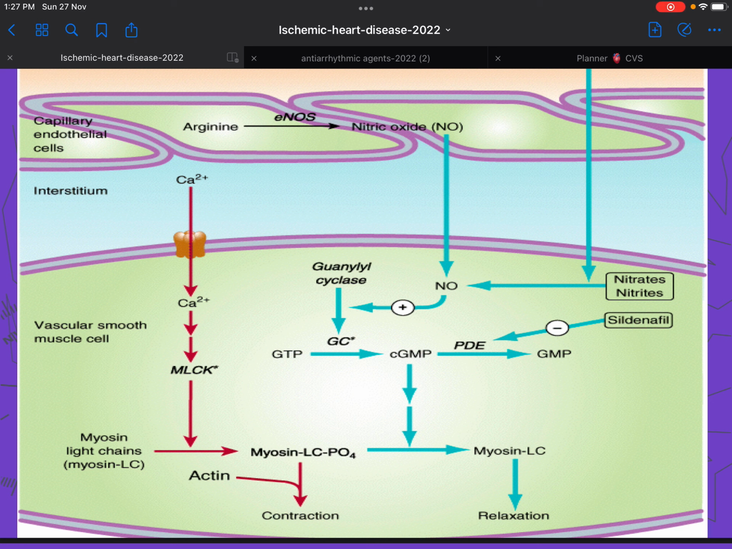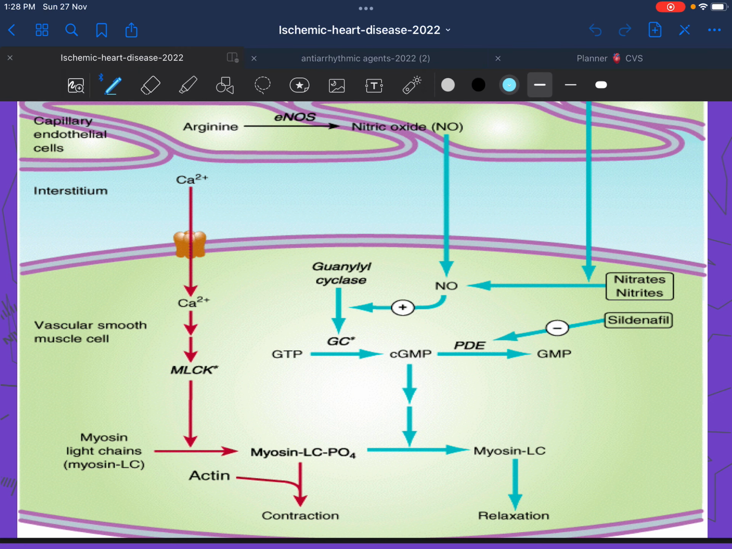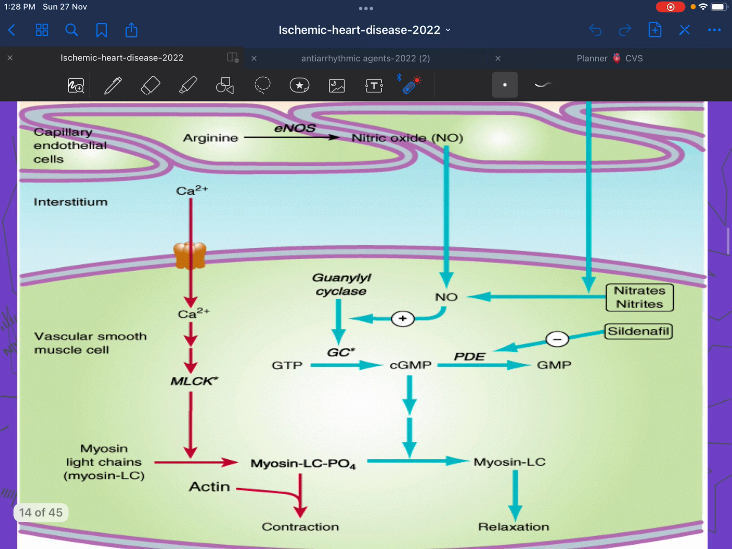Arginine is what? It's an amino acid. It's very important because we're going to talk later on, towards the next lecture maybe, about some important new drug that can modulate this pathway.